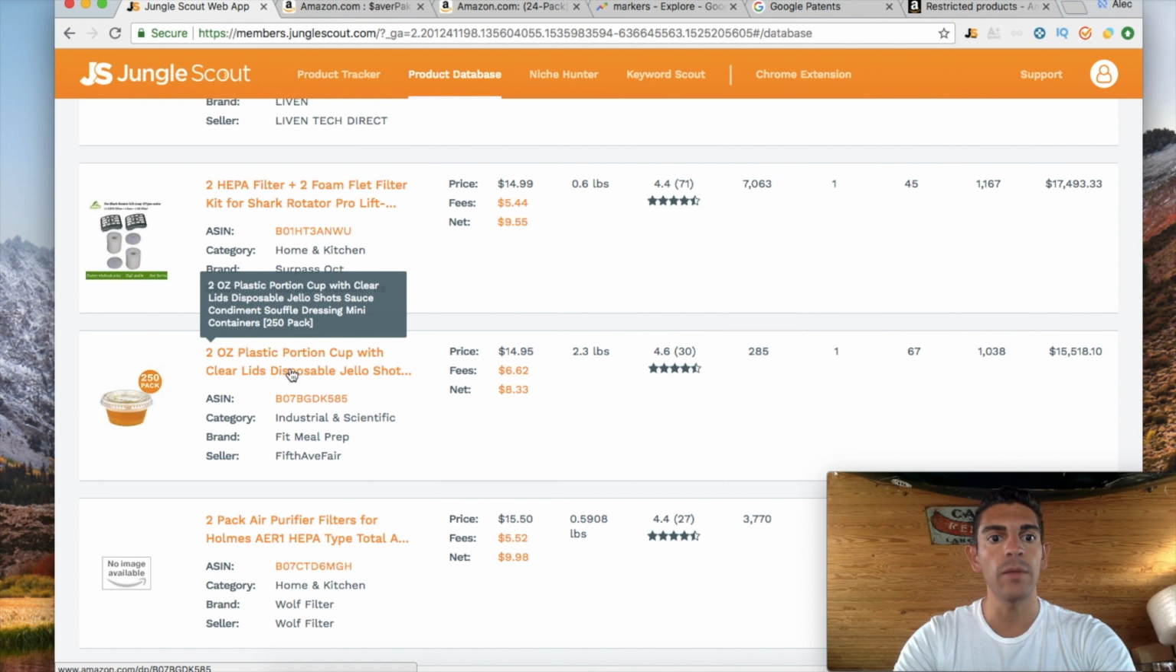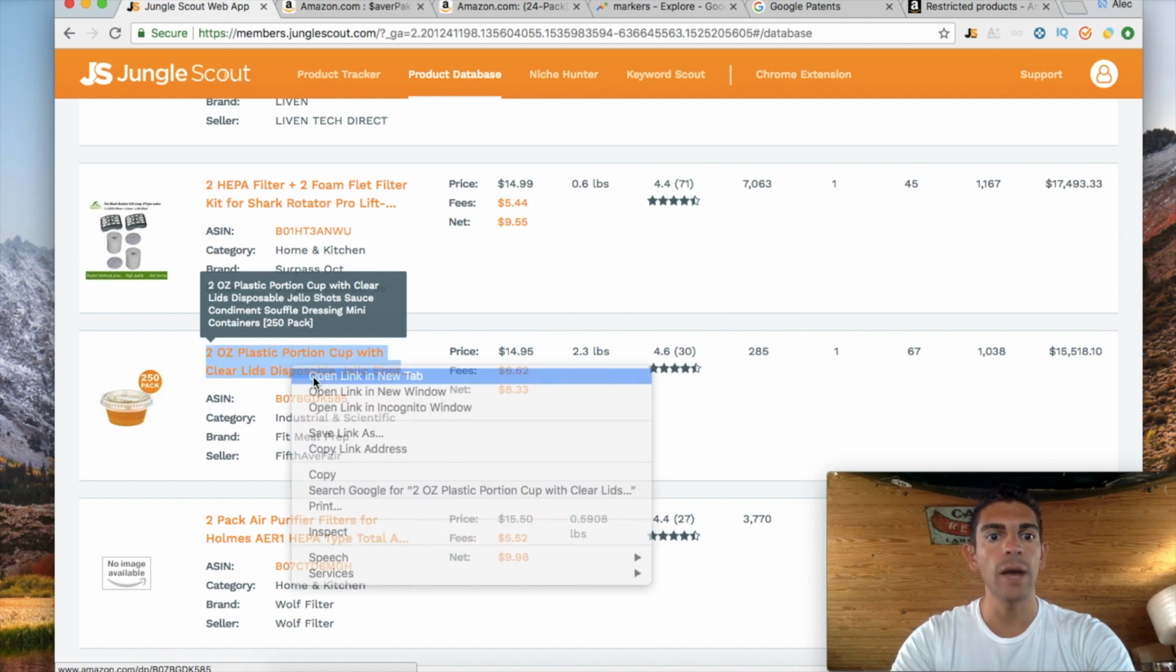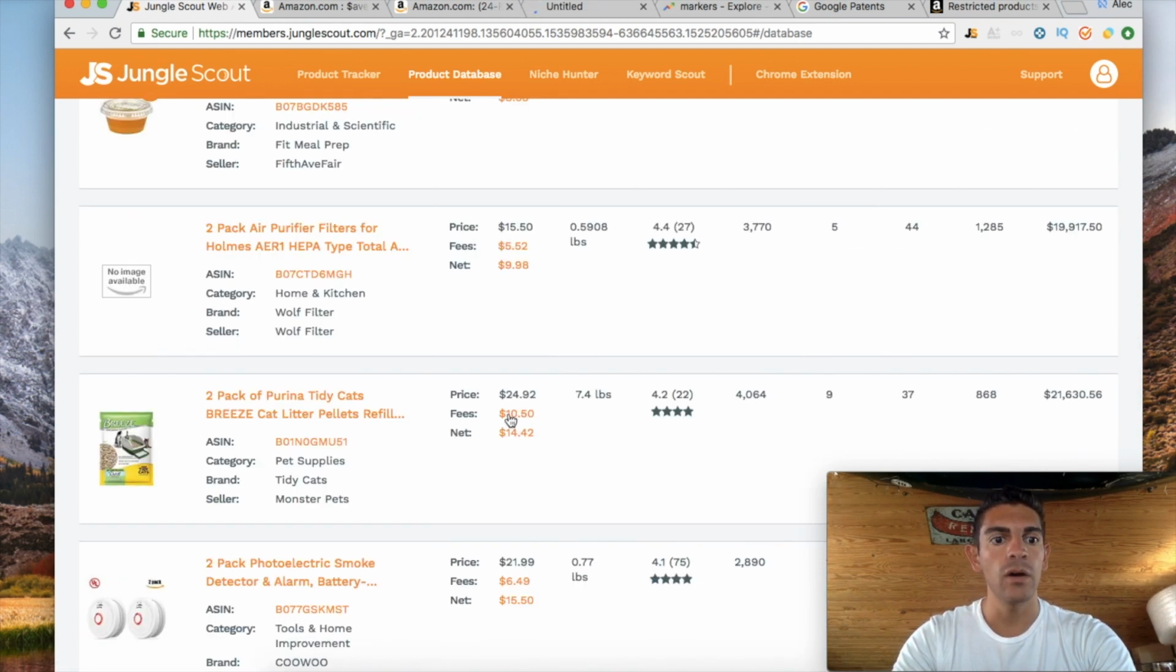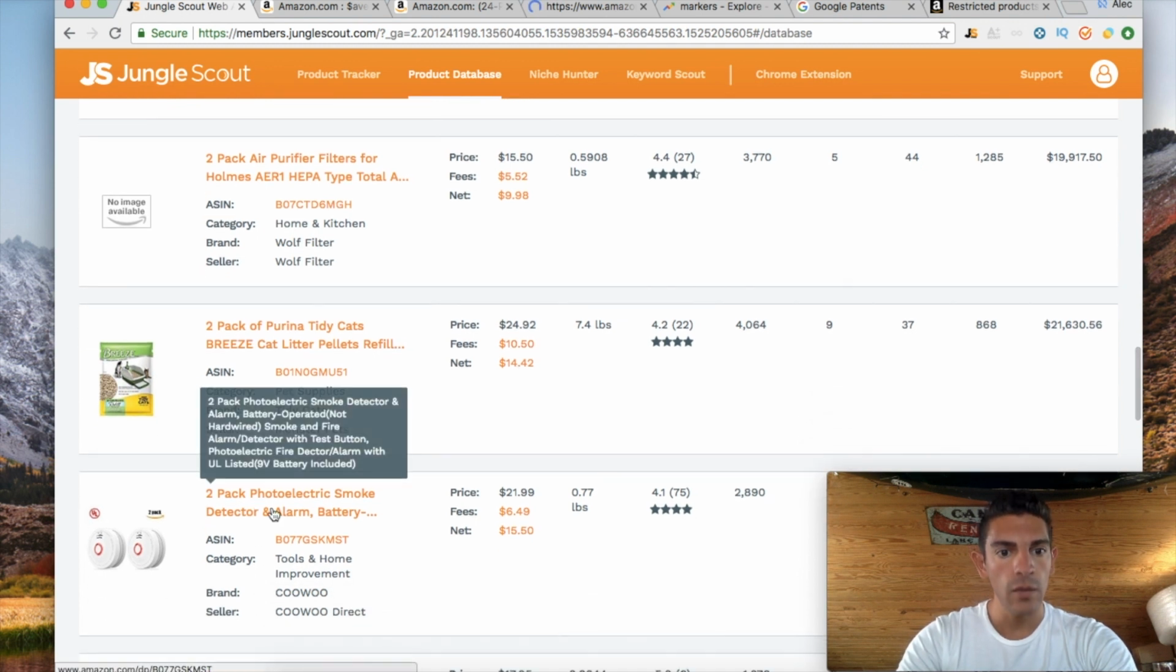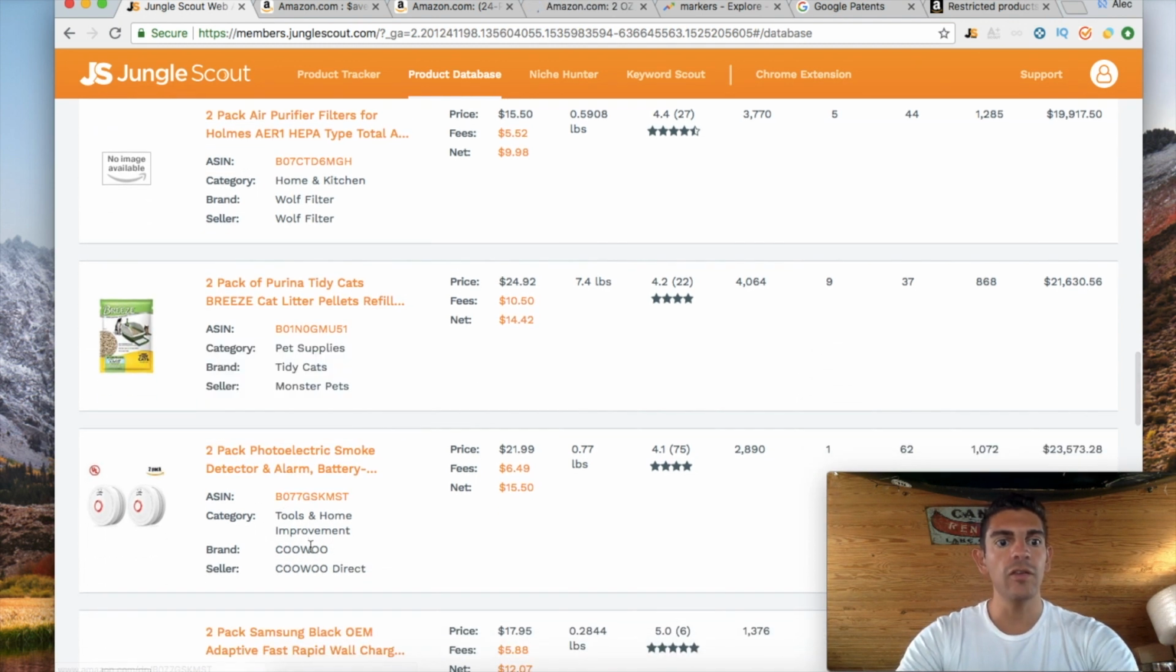So let's see, plastic portion cups, doing $15,000 a month with 30 reviews at $15. Could be a good option. Let's open this one up. All right, so we have a few open. And what's this one? Smoke detector. This is something I wouldn't get into. This could be restricted, or you might need certain patents. This could be a patented product. So you want to check something like Google Patents.